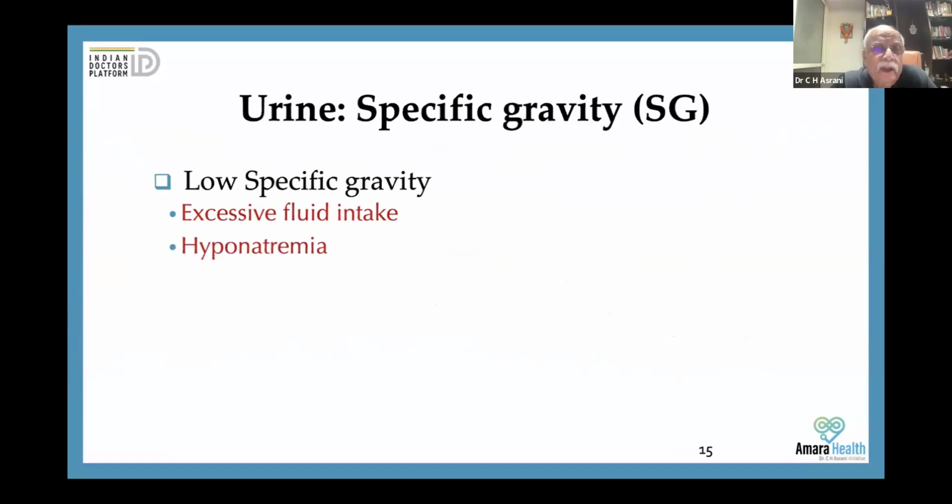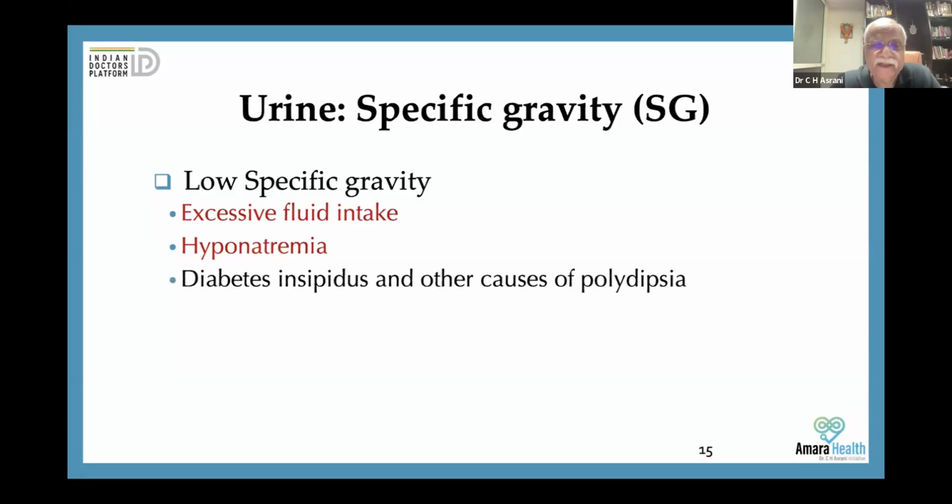Hyponatremia. The text in red indicates that these are the things that we can think of in our practice. The commonest cause of hyponatremia, especially in a patient not on any antibiotics or antihypertensive or diuretics, is overhydration. There are people who drink 6 to 7 liters of water a day. Diabetes insipidus and other causes of polydipsia, which we don't see generally much.